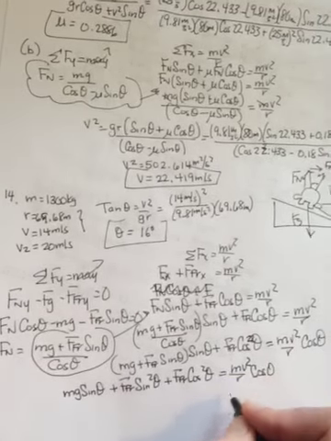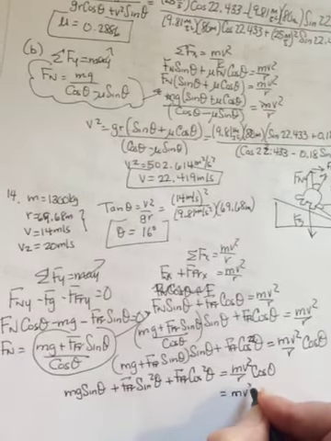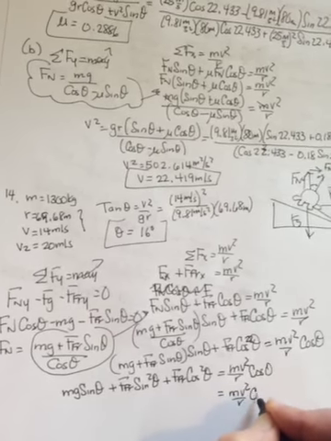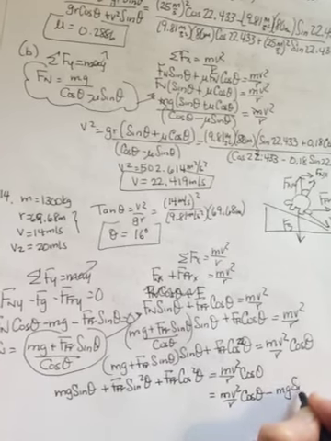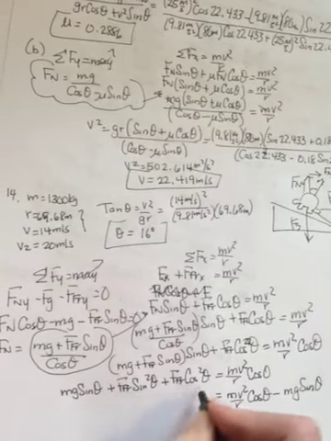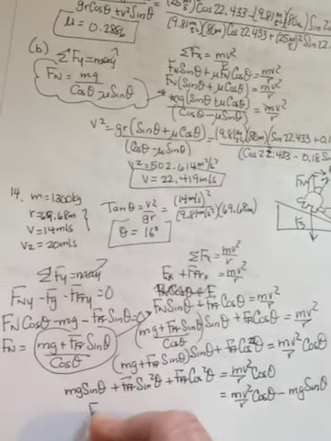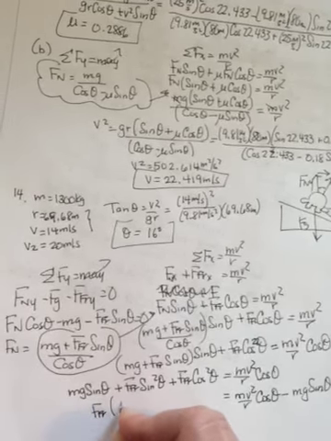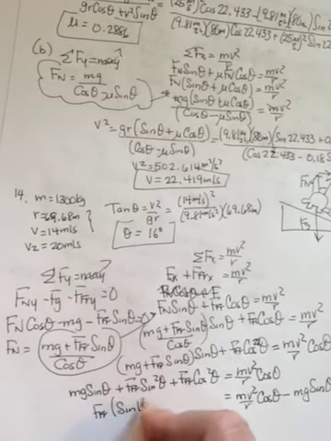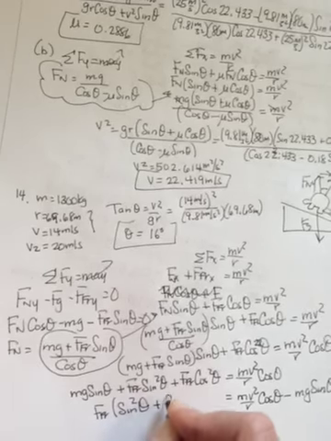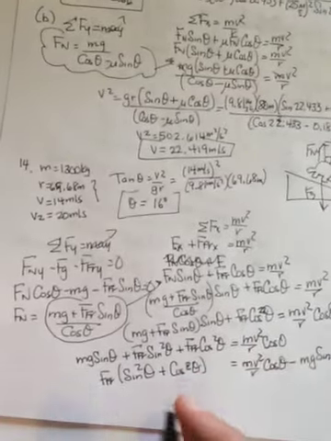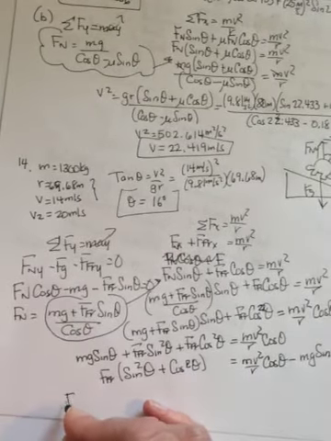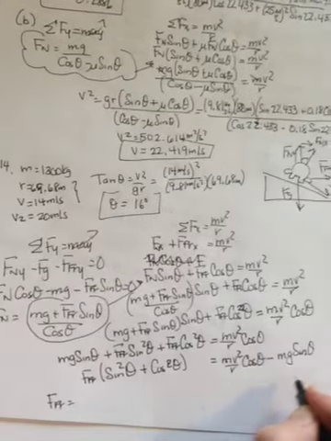Take this mg over, so it'll become mv squared over r cos theta minus mg sine theta. And then in these two terms, recognize there's an FFR that you can pull out, and you'll be left inside with a sine squared theta plus a cos squared theta. Best trig identity in the whole wide world. It's just 1, and so then you're left with FFR equals this.